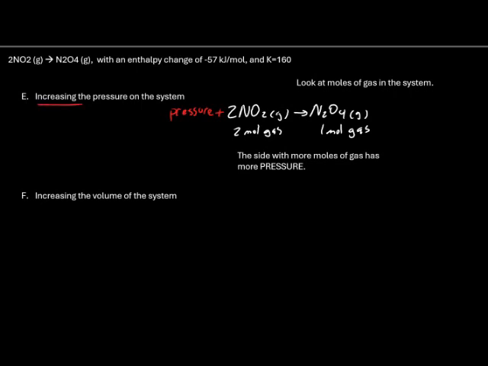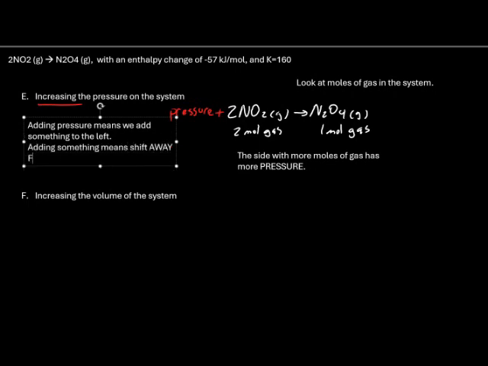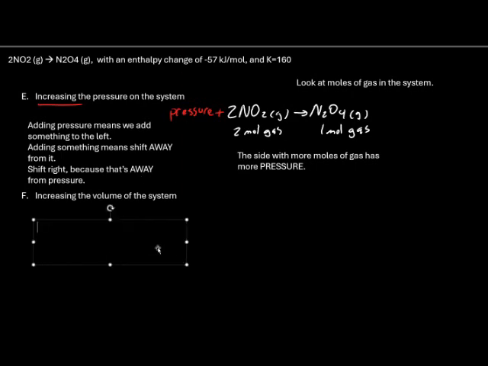Now let's imagine if we increased the pressure on the system. If we are adding pressure to the system, we are adding something on the left. And Le Chatelier's principle says that if we add something, we shift away from it. So shifting away from the left would lead us to shift right. Now, increasing the volume of the system sounds like something a little unexpected, but we have to think that increasing the volume of the system would lower the pressure. So if we lower the pressure, we have removed something that's on the left.